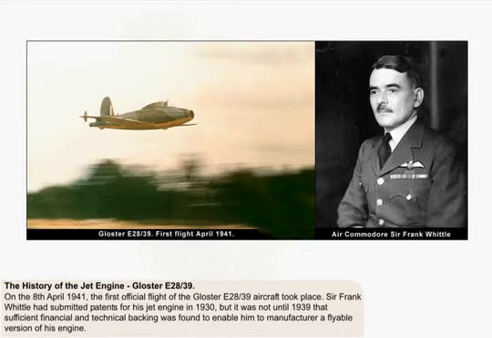On the 8th of April 1941, the first official flight of the Gloster E.28/39 aircraft took place at Brockworth in Gloucestershire. Sir Frank Whittle had submitted patents for his jet engine in 1930, but it was not until 1939 that sufficient financial and technical backing was found to enable him to manufacture a flyable version of his engine.